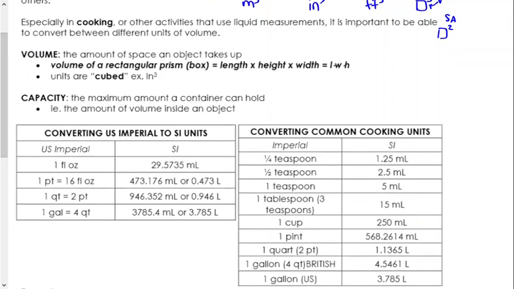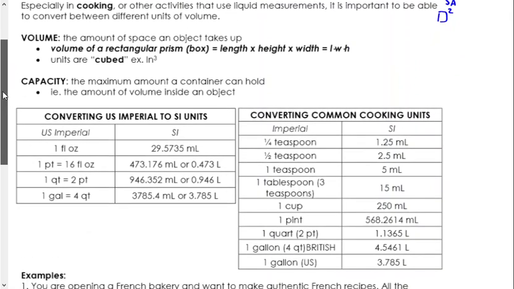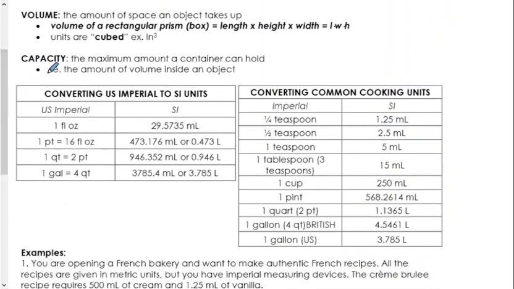So it's going to be very important to be able to convert between those two things. Most cookbooks will have a conversion chart for imperial to SI, so your milliliters and liters and stuff. So you can always Google as well, but we're going to find out how to do it mathematically today.